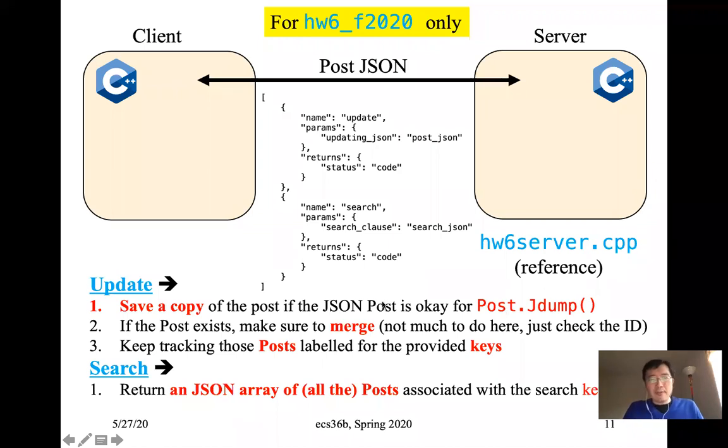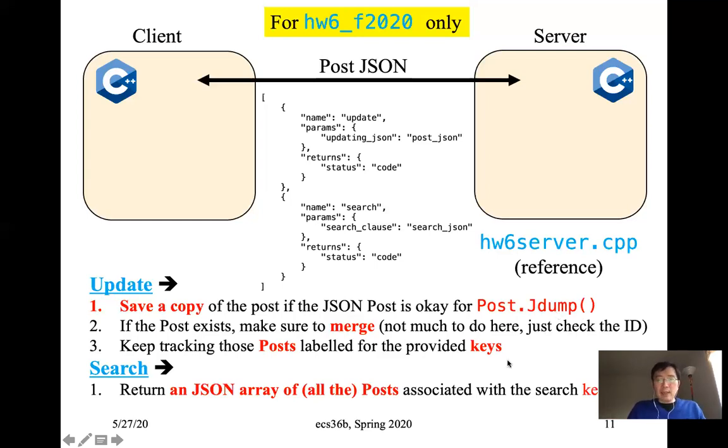So when you receive this JSON from the client, you're going to call post.json, call jdump, in order to convert that string into a C++ post object. In this process, jdump is going to check whether the input JSON is really a valid post object. For example, does it have a valid post ID, which is important, because if you don't have a valid post ID, I'm not going to continue to process this as a post. This piece of code should go into HW6 server.cpp, and you call this function to find that out.